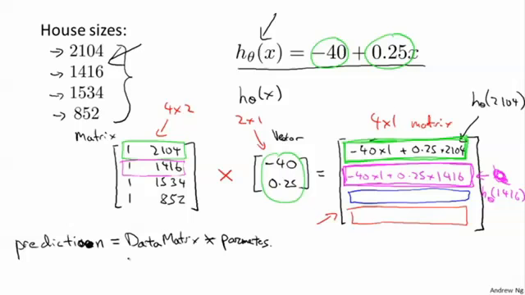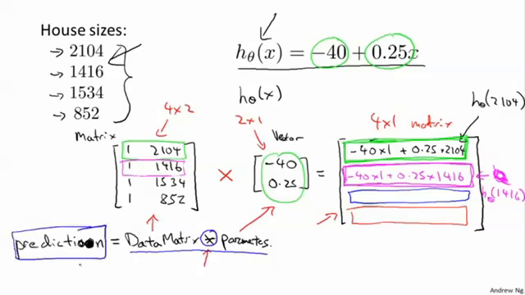where data matrix is this thing here, and parameters is this thing here, and this times is a matrix vector multiplication. And if you just implement this one line of code, assuming you have an appropriate library to do a matrix vector multiplication, then prediction becomes this 4 by 1 dimensional vector on the right that just gives you all the predicted prices.